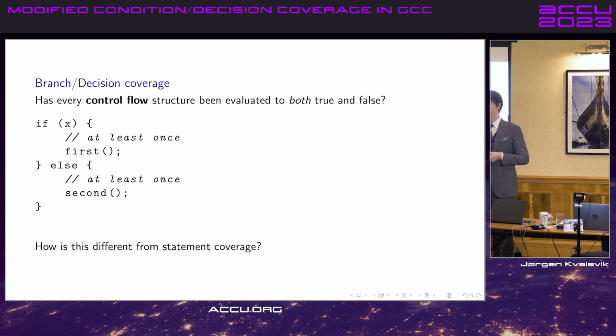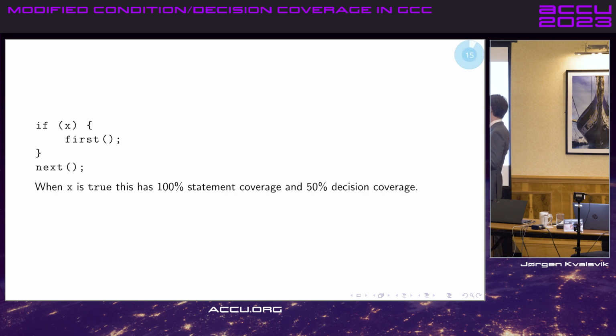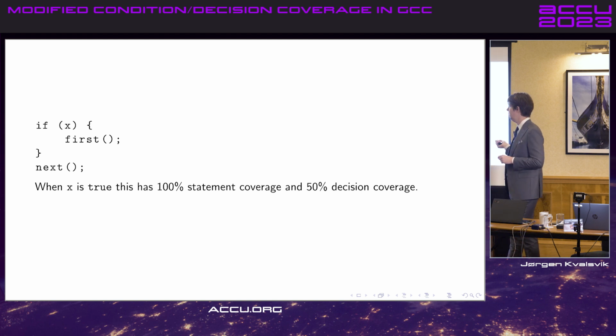How is this different from statement coverage? Anyone have any immediate idea? It's a simple counterexample. No? Okay. If X is true here, this has 100% statement coverage, but only 50% decision coverage, right? Because you're evaluating every line, but you never actually see X being false. Had X been only false, then obviously you wouldn't have full line coverage either. So in the cases where you have both a then and an else block, statement and branch coverage will be the same thing. But in general, it's not.